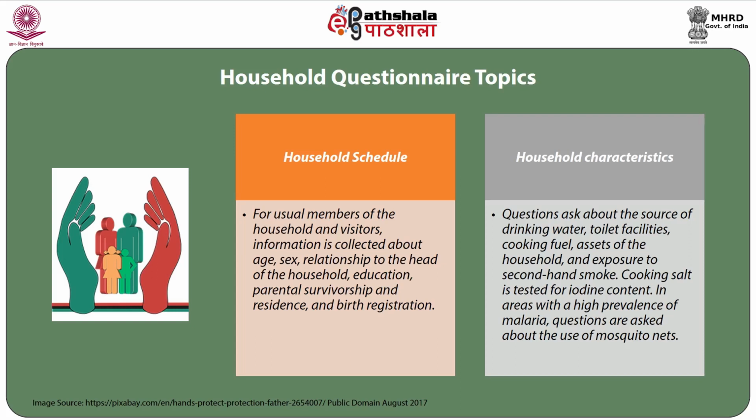Household characteristics. Questions are asked about the source of drinking water, toilet facilities, cooking fuel, assets of the household, and exposure to second-hand smoke. Cooking salt is tested for iodine content. In areas with a high prevalence of malaria, questions are asked about the use of mosquito nets.